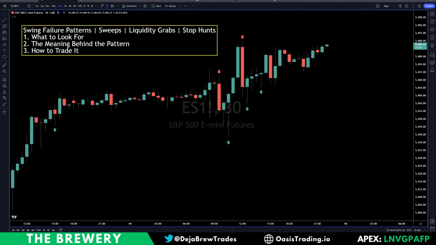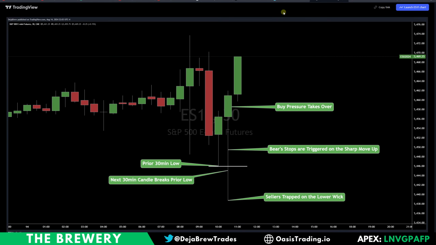Preferably, I like to trade these on futures, typically ES and NASDAQ, but they can be traded on many different assets. Let's start off with what to look for. So the exact pattern, we need to see a prior candle's low or high, and then the next candle, we need to see it break that prior candle's low or high.